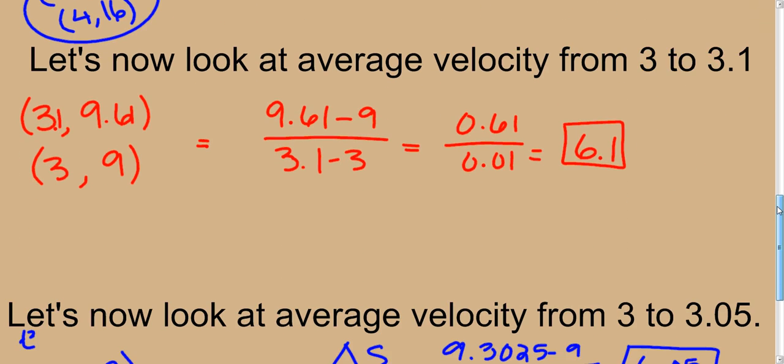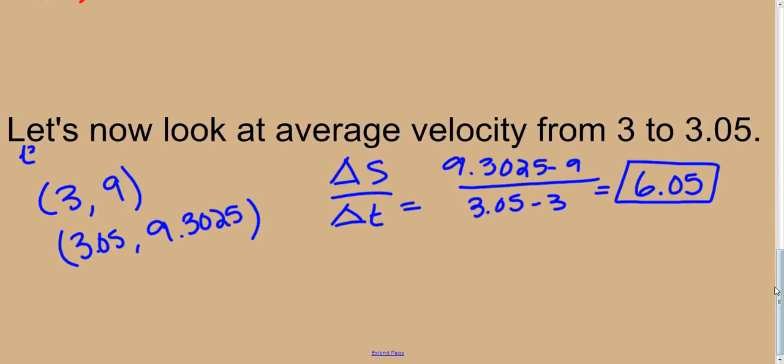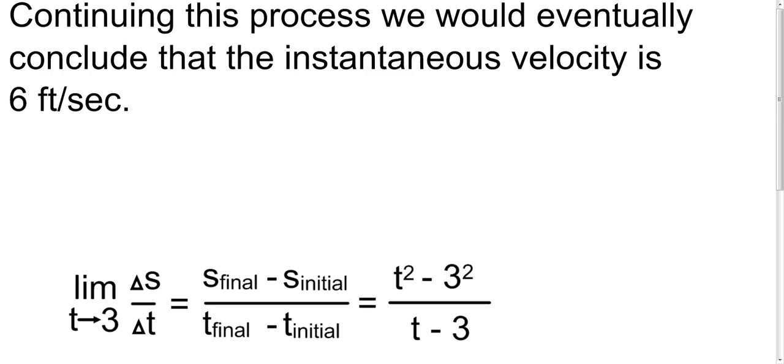It started at 7, and then it went to 6.1, and then 6.05. If I did 3 and 3.005, my number would be even closer to 6, okay? But we need another way to do this without actually plugging in 85 million points and trying to come up with a pattern. That is how we got this little problem, okay?